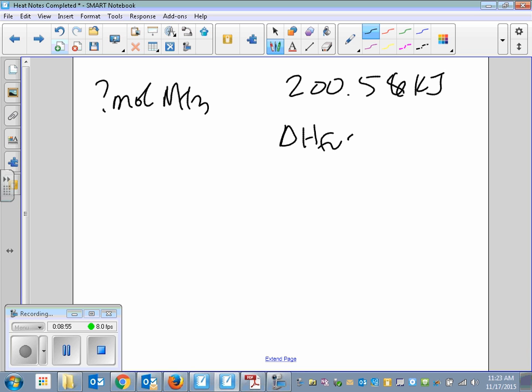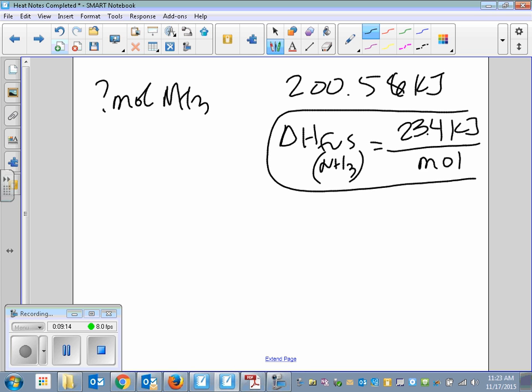So delta H fusion for ammonia is, anybody? You guys know that one? You may have written it down. 23.4 kilojoules per mole. So if you don't know a value, it's not because you don't know, it's just because you didn't know where to find it. So that value would be a standard given value for you on that problem.